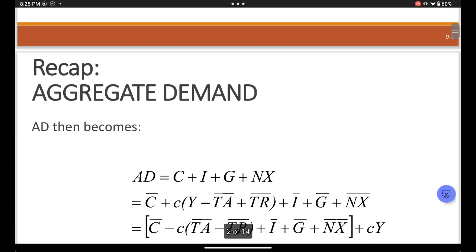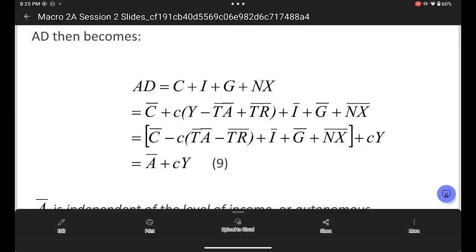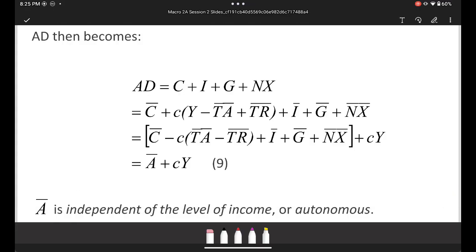Okay, so now in session 2, let's continue. In our previous video, if you never watched session 1, at the very end we came to the conclusion that our equation AD is equal to C plus I plus G plus NX, which is the equation of the aggregate demand curve.